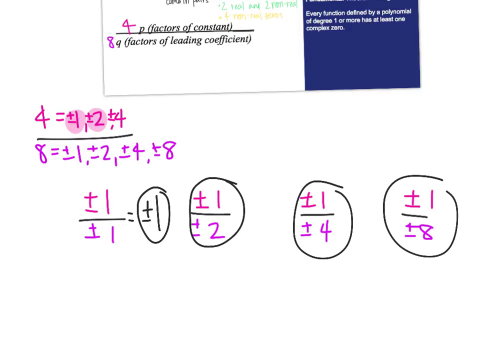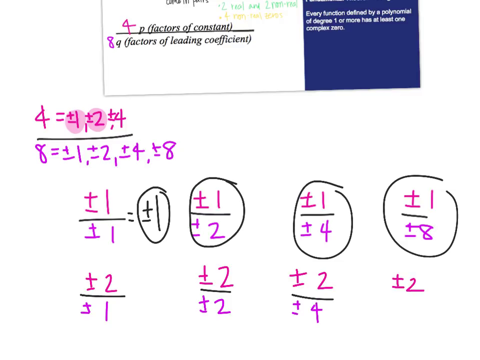So now I'm going to do 2. So I have positive and negative 2 divided by positive and negative 1. And then I have positive and negative 2 divided by positive and negative 2. And then positive and negative 2 divided by positive and negative 4. And lastly, I have positive and negative 2 divided by positive and negative 8.